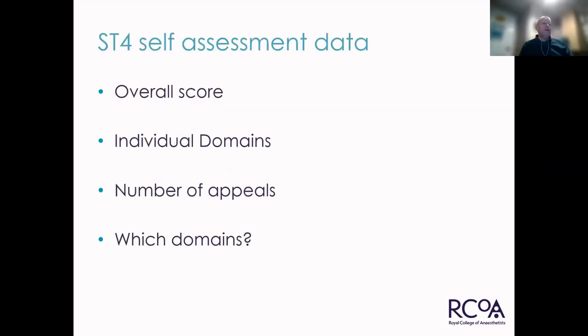What I want to do is just have a little look at some of the overall scoring. We'll look at the individual domains, and then we'll think particularly about the number of appeals and which domains are appealed. Some of this information will come from the most recent round, round 3. Some of it comes from round 2. I only received the information from ANRO fairly recently, so we haven't had an opportunity to have a really good look at it. But as I say, hopefully you will still find this useful.